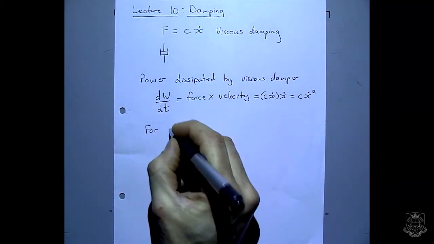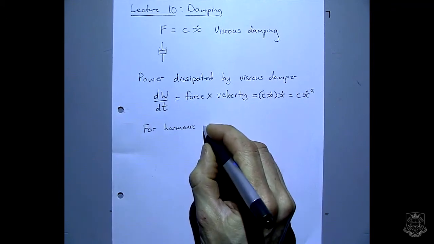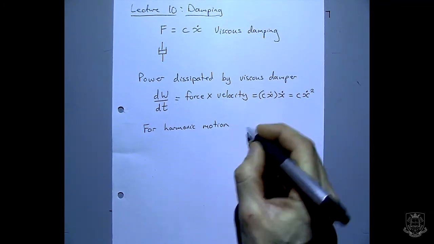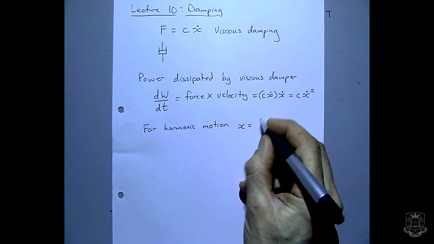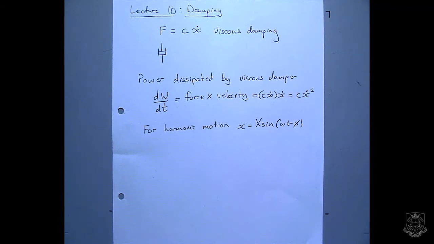For harmonic motions, which is the type of motions we've been discussing throughout this course, we'll have something like this: x equals big X times a sine wave, and inside the sine wave you've got omega t minus phi. So omega is the forcing frequency, phi is the phase lag.